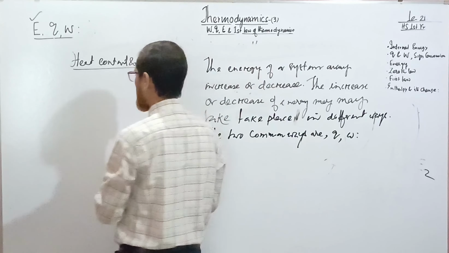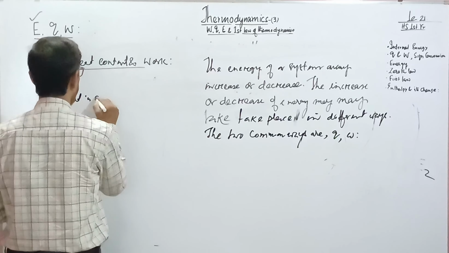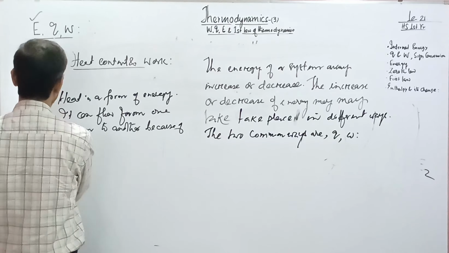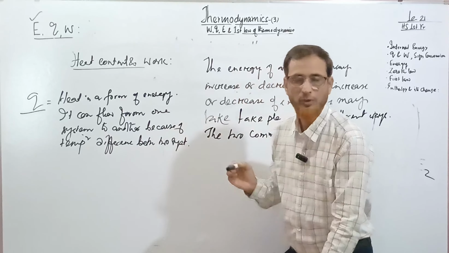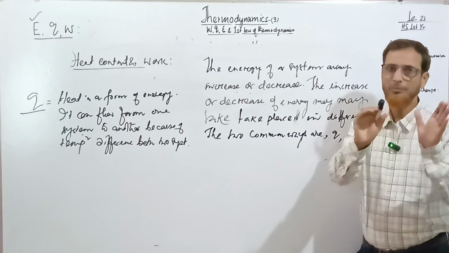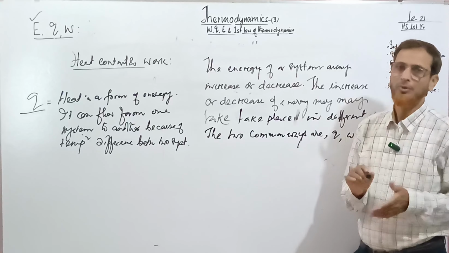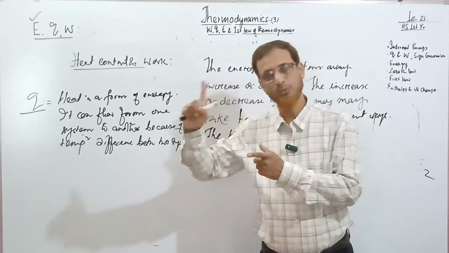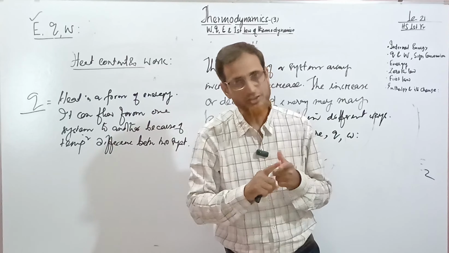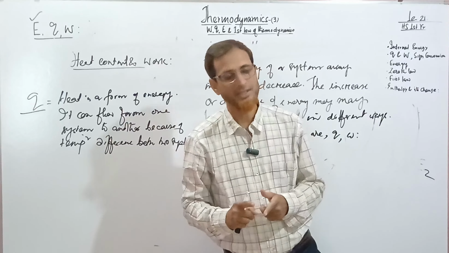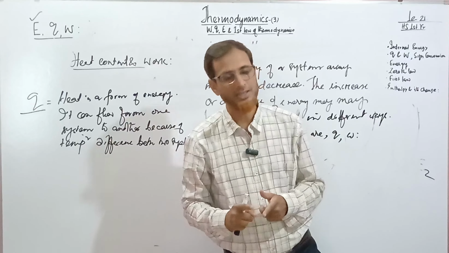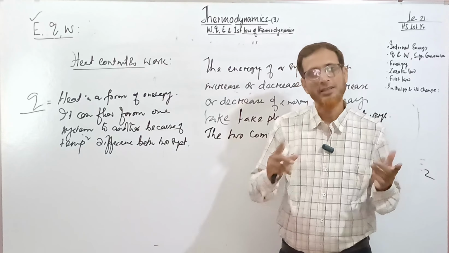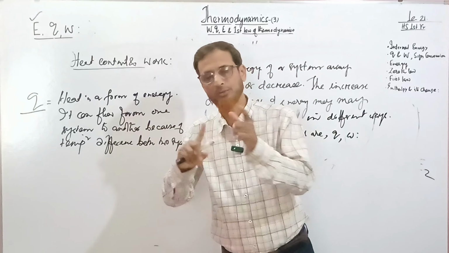Now what is heat? In a very simple way, let me define what is heat. Heat is nothing but a form of energy, and this heat can transfer, it can flow from one system to another. This flow of heat from one system to another is only possible when there is a difference in temperature between these two systems. When there is high and low temperature, then heat can be shifted from one system to the other.